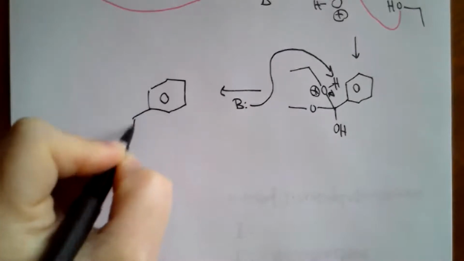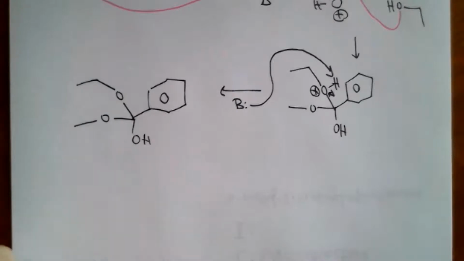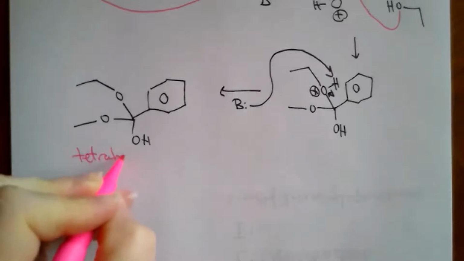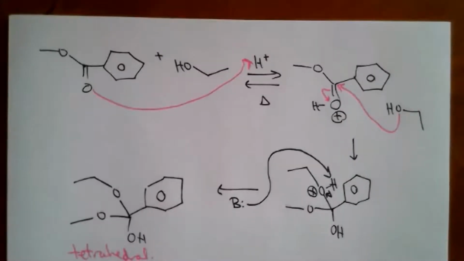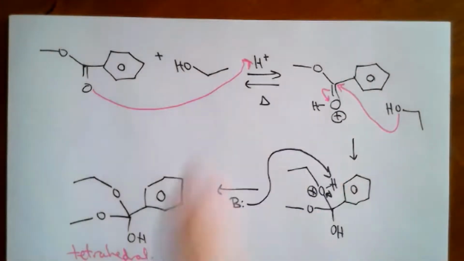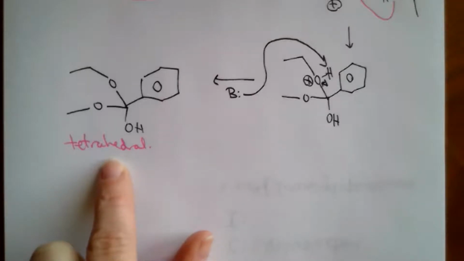Get me here. This is a tetrahedral intermediate. This tetrahedral intermediate is neutral. All the ones we saw previously with acid chlorides and anhydrides were negatively charged. Well, you can't make a negatively charged intermediate when you're in an acid catalyzed mechanism. So this guy is as good as it gets as far as tetrahedral intermediates are concerned.